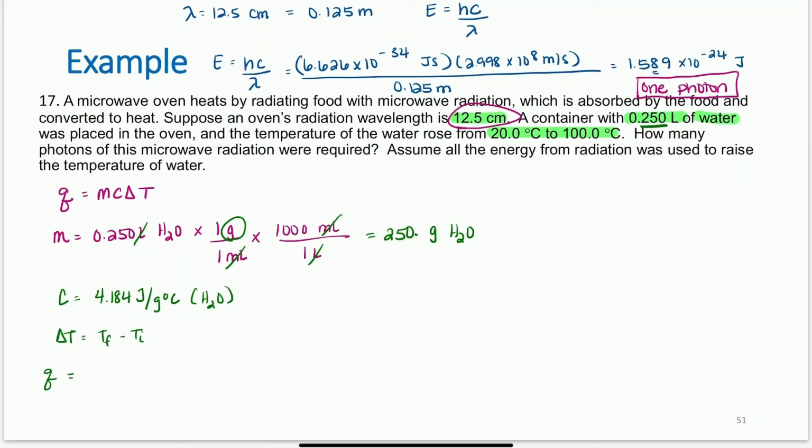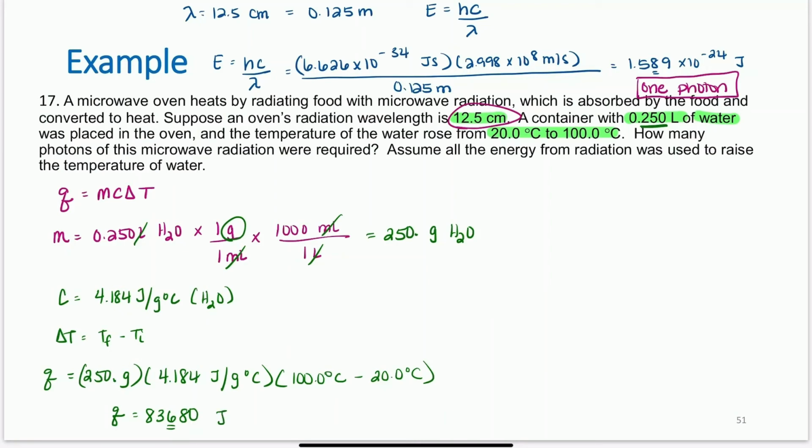So plug in everything we know. We've got 250 grams of water times our specific heat, 4.184 joules per gram degree C, times our final temperature, 100 degrees C, minus our initial temperature, 20 degrees C. Calculate all this out, and you're going to get a Q, or a heat value, of 83680. We have 3 sig figs here, so I'm going to go ahead and underline that 6. So it will take 83,680 joules to heat 250 grams of water from 20 degrees C to 100 degrees C.